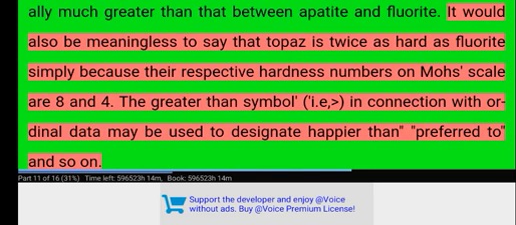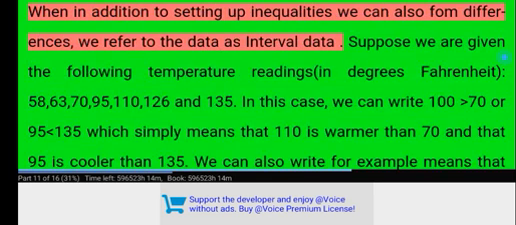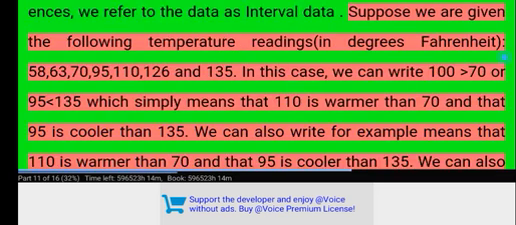The greater than symbol in connection with ordinal data may be used to designate happier than, preferred to, and so on. When in addition to setting up inequalities we can also form differences, we refer to the data as interval data. Suppose we are given the following temperature readings in degrees Fahrenheit: 58, 63, 70, 95, 110, 126 and 135. In this case, we can write 110 greater than 70 or 95 less than 135, which simply means that 110 is warmer than 70 and that 95 is cooler than 135.